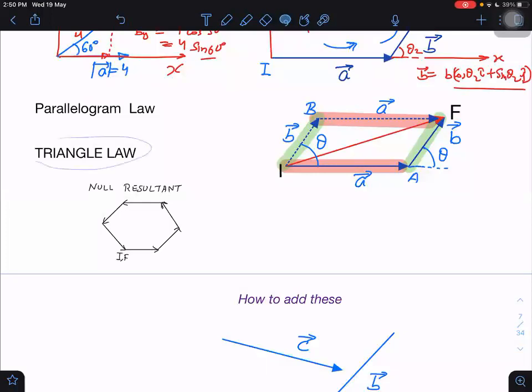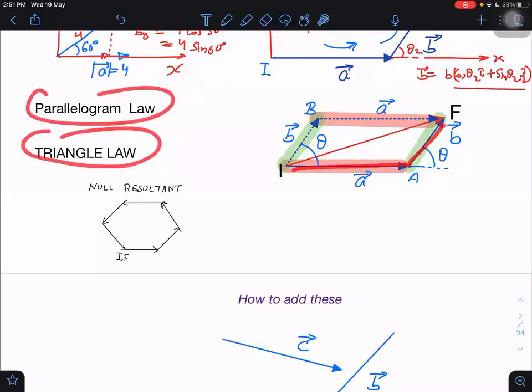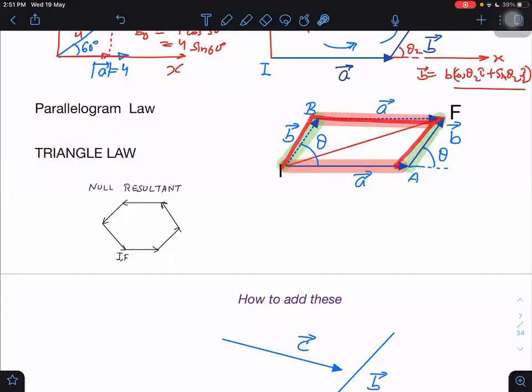Anyway, triangle law. What is triangle law? Triangle law and parallelogram law, these are the same only. In triangle law, we just represent it by this triangle. And in parallelogram, what do we do? We draw the entire parallelogram. There is not much difference.